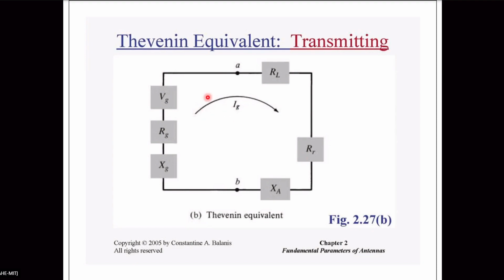So there is a closed loop. IG is the generator current. So it flows through this loop, RL, RR, XA, and so on. Is this clear? This is called the Thevenin's equivalent of the previous slide. Assuming that the transmission line is not there, we ignore the transmission line, just see the generator and the antenna. Have you understood this circuit? Thevenin's equivalent.